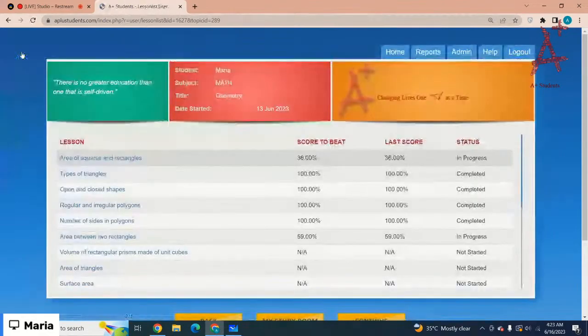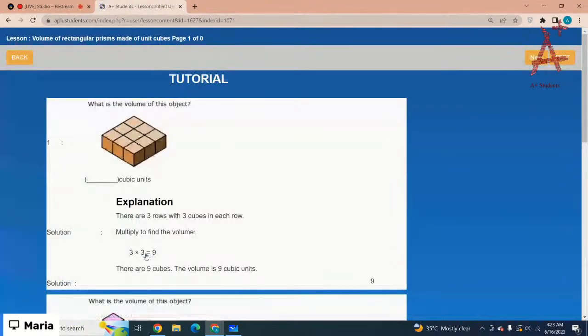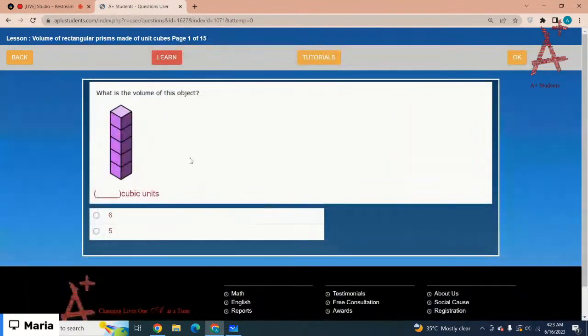And the next lesson is volume of rectangular prisms made of unit cubes. Okay, what is the volume of this object? You can see there are 3 rows and each row has 3 cubes. Got it? So you have to do 3 times 3. The volume is 9. Got it? Basically, they are the unit cubes.